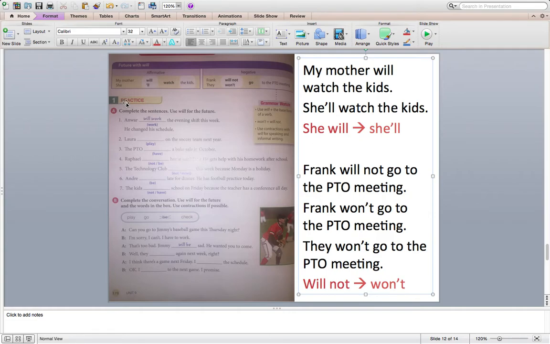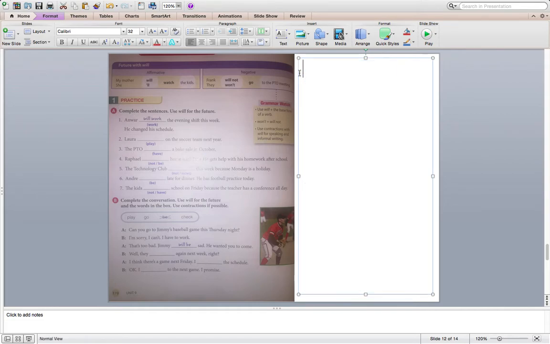So let's practice by looking at section 1. Section 1, activity A. You can pause the video and do those questions on your own, or you can follow along. So here's an example. Anwar, work is the verb you need to use. Anwar will work the evening shift this week. He changed his schedule. So this is future tense. So you need to have the word work and the future word will.